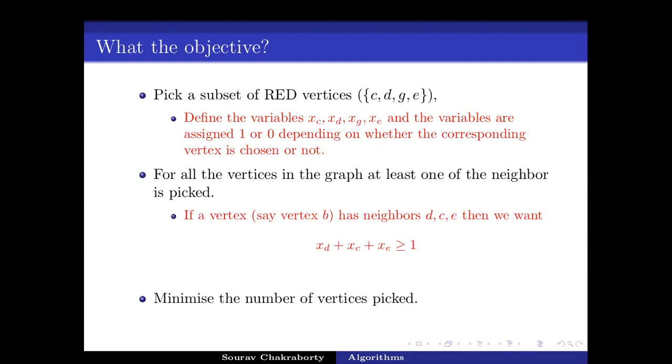So we model this: if vertex B has neighbors D, C, E, then we want at least one of them present. Maybe multiple are present, but we want to minimize that. We enumerate this constraint for all vertices, B, A, and so on, and we want to minimize xc + xd + xg + and so on. This sum basically represents the number of red vertices we pick, meaning the number of required towers in our case. Okay.